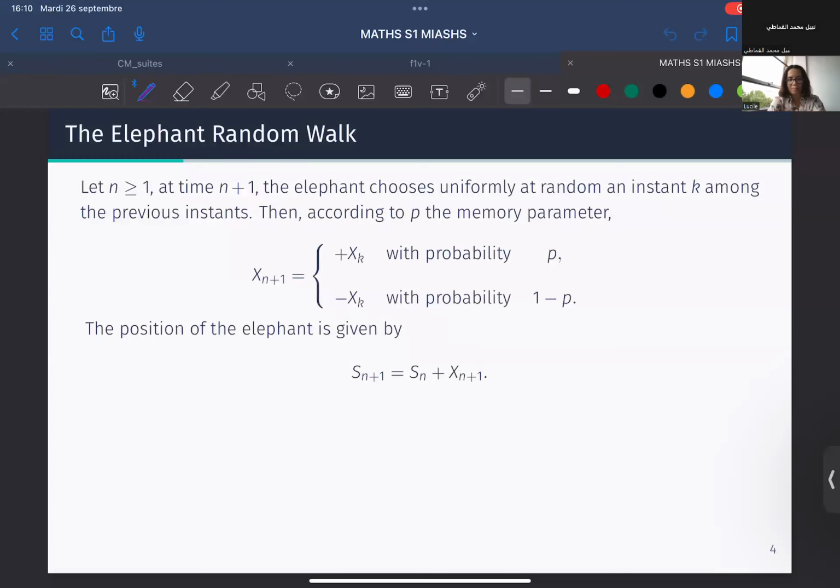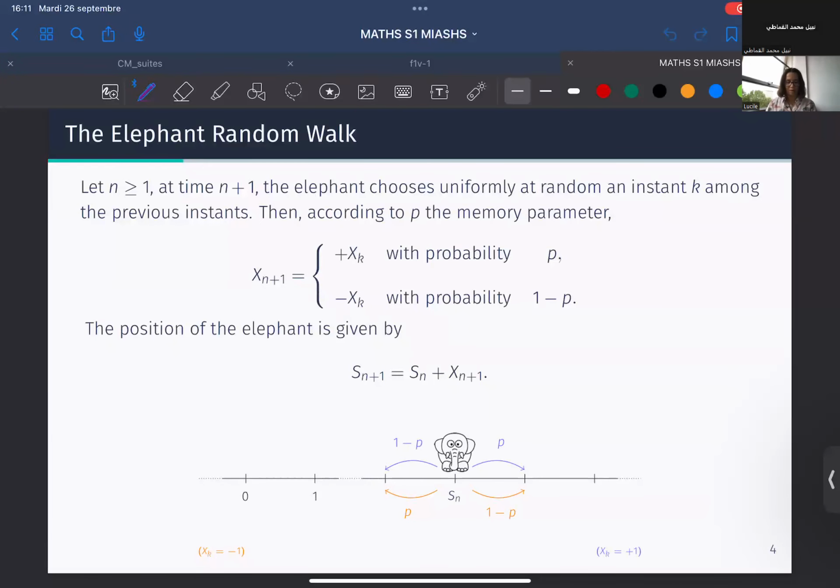So when p is 1/2, this simply reduces to the usual random walk, the simple random walk, because it's just plus or minus 1 steps with probability 1/2, and everything is independent of each other. But when p is not 1/2, then the memory has an influence on the behavior of the elephant.